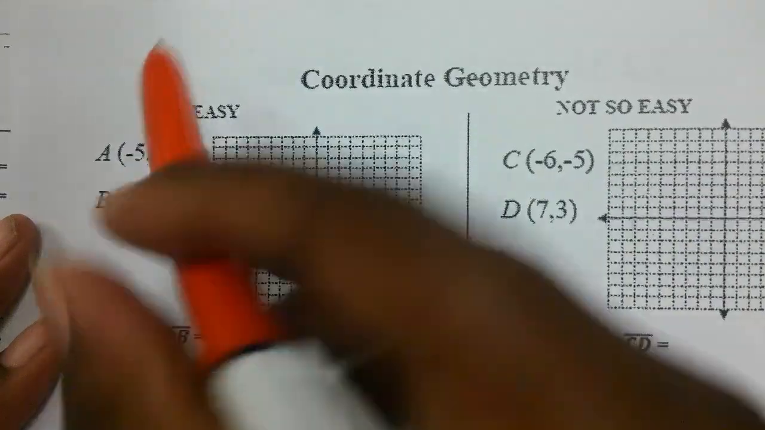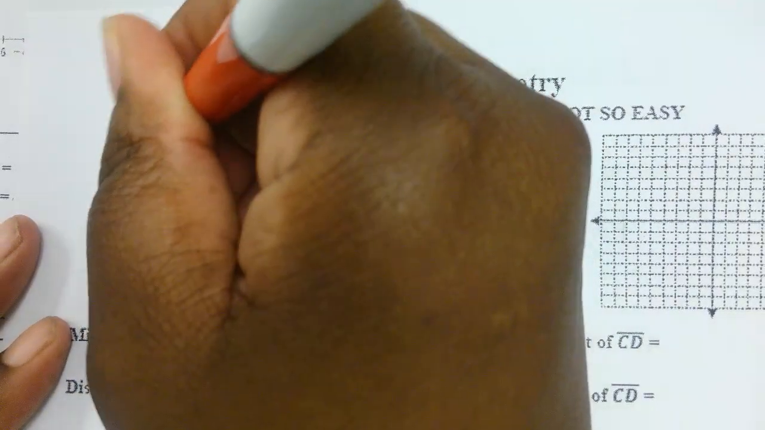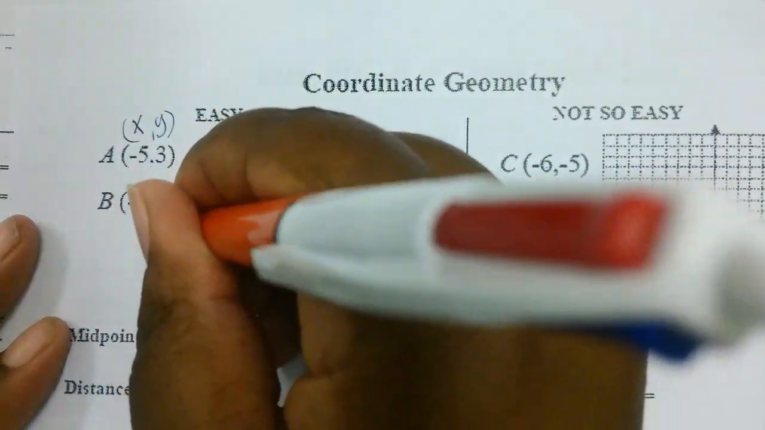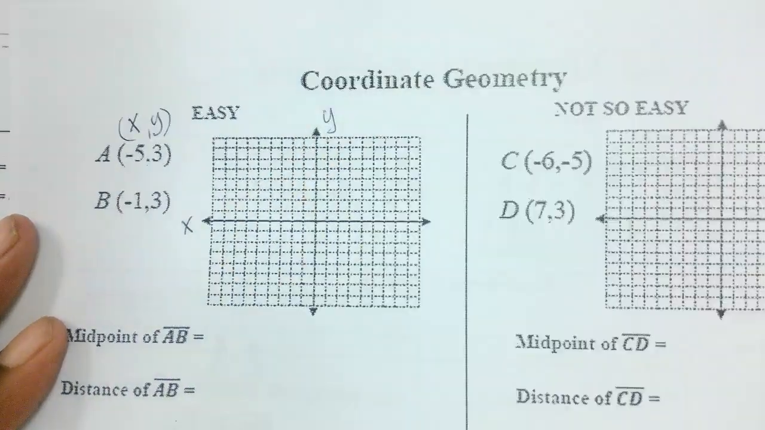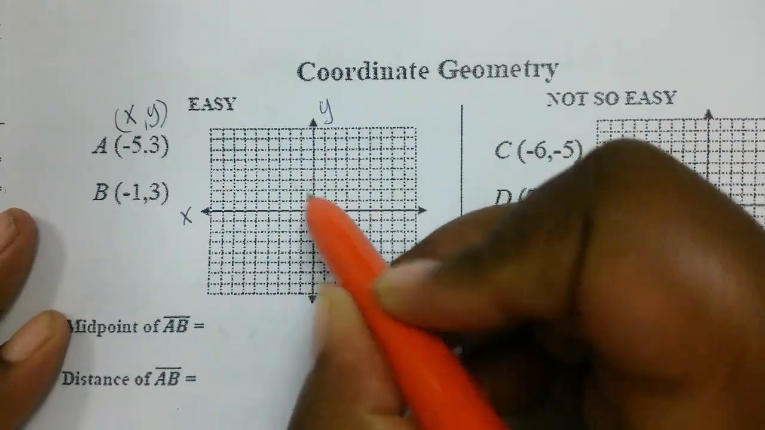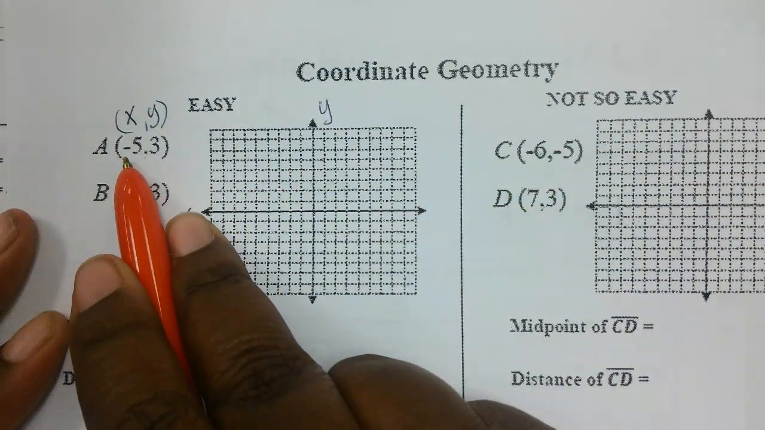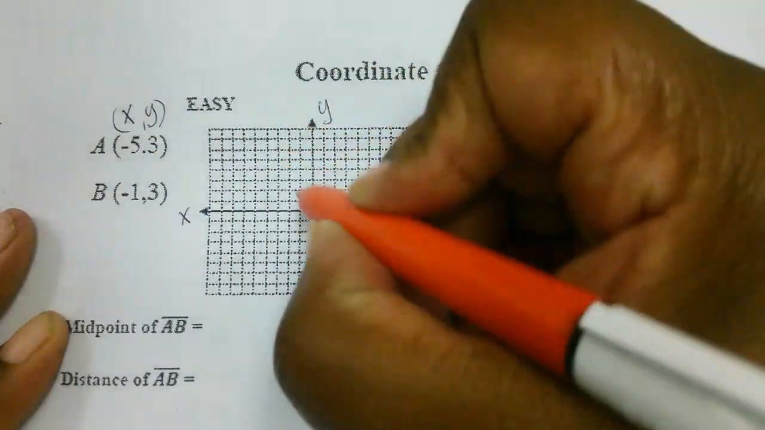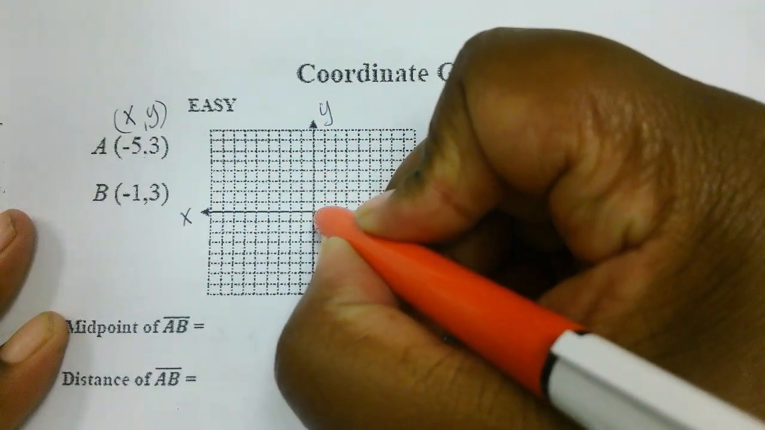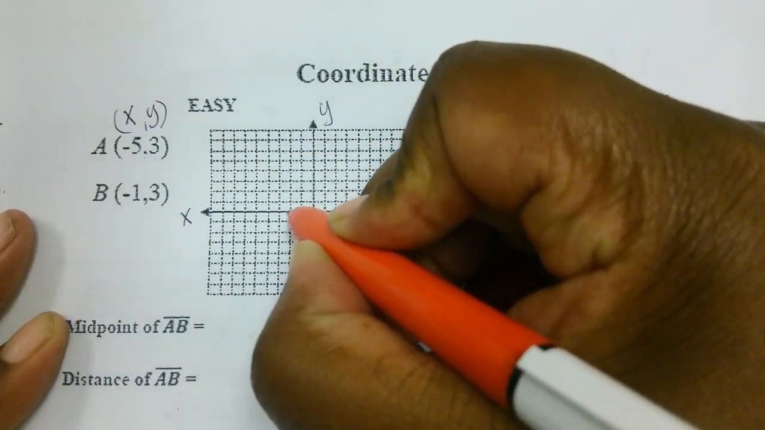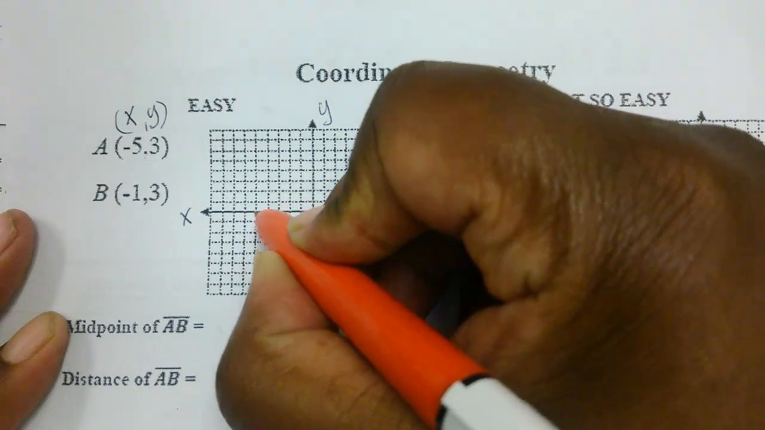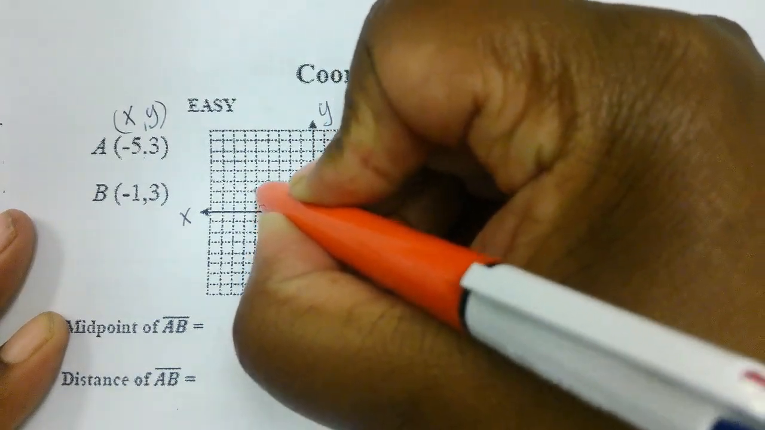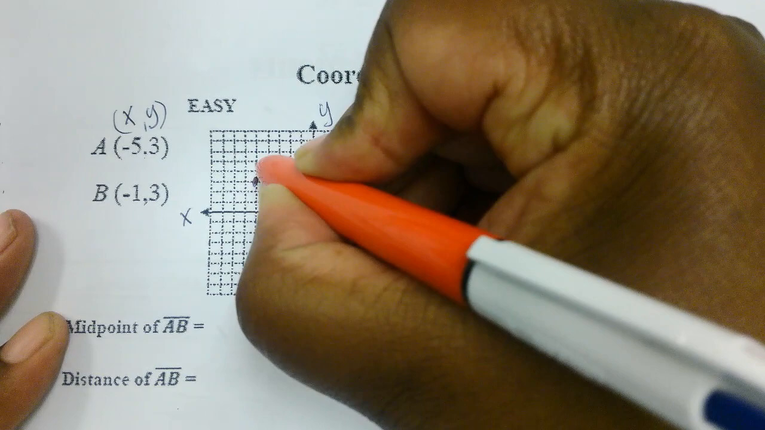So if it says -5, 3, this is my x and this is my y, alphabetical order. This is my x-axis and this is my y-axis. From the origin, they're telling me go -5, so that's -5 in the negative direction, to the left, and then +3, which would be up 3. So from my origin, I go to the left 5, 1, 2, 3, 4, 5, and then up 3, 1, 2, 3. So this is where A is.